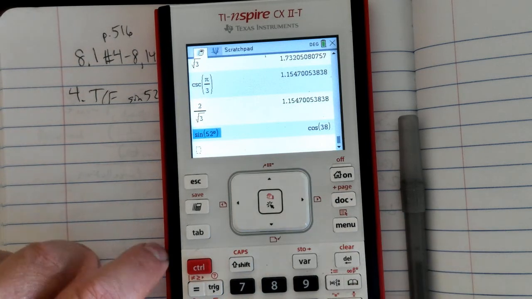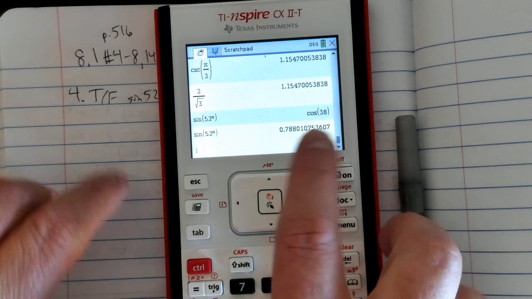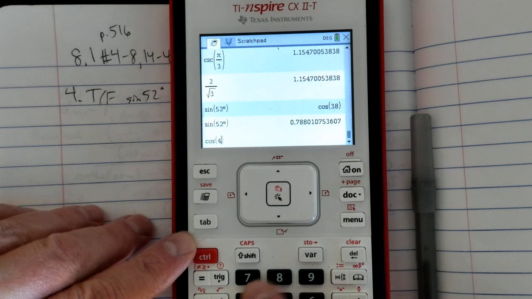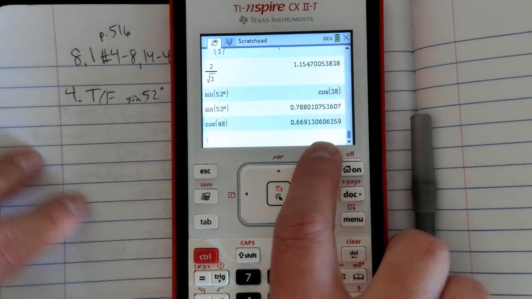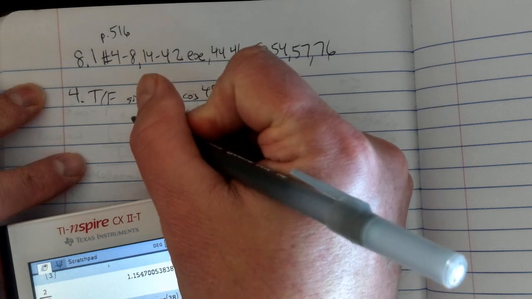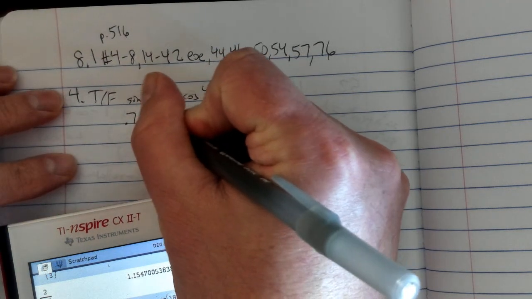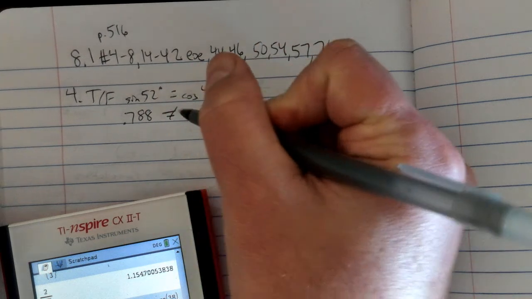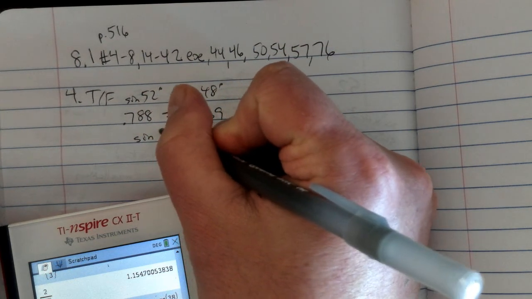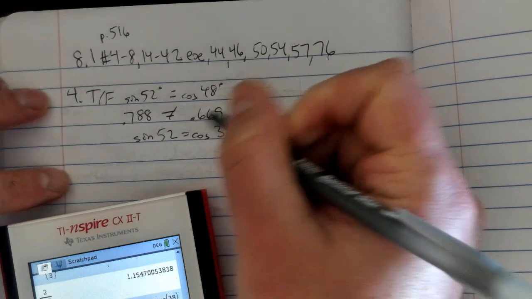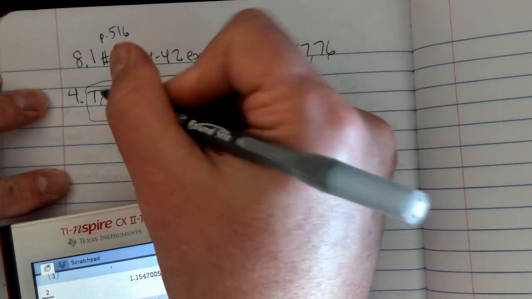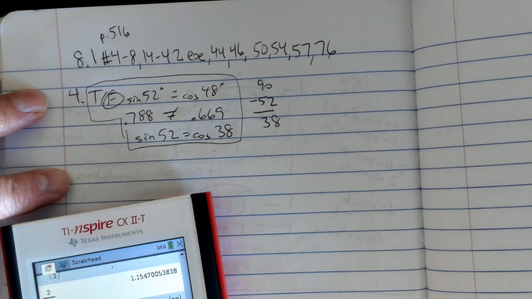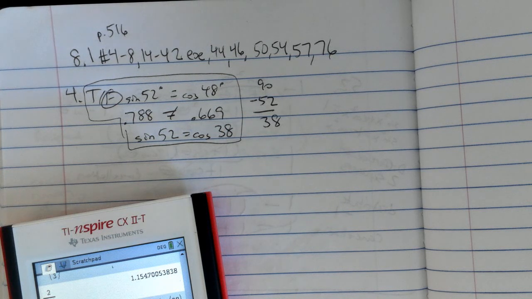So on your calculator, it would show up as this. And then we do cosine 48, and that gives us a different number. So sine of 52 was 0.788, and cosine of 48 was 0.669. They're not equal. What it should have been is sine 52 equals cosine 38. So this would be false, because 90 minus 52 is 38. So the angles do not add up to 100, they add up to 90 for them to be equal.